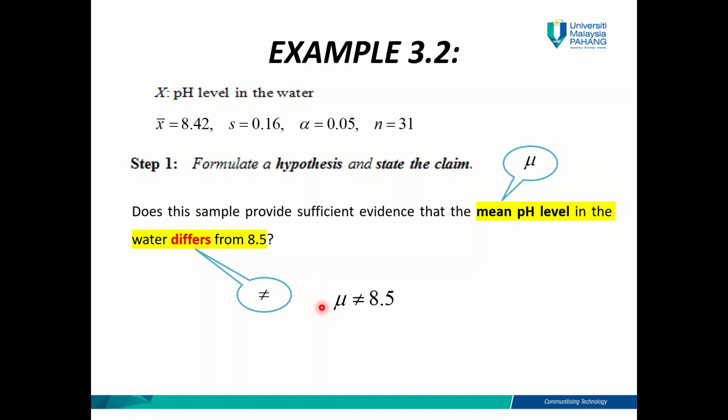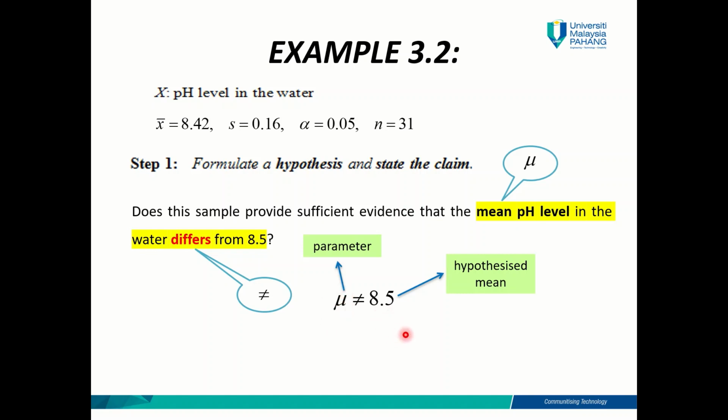Once you have rewritten your claim in statistical notation, next you need to determine whether this claim belongs to H1 or does it belong to H null. Before that, in this case, mu is our parameter and 8.5 is the hypothesized mean. This is the hypothesized mean. This is the parameter that needs to be tested.